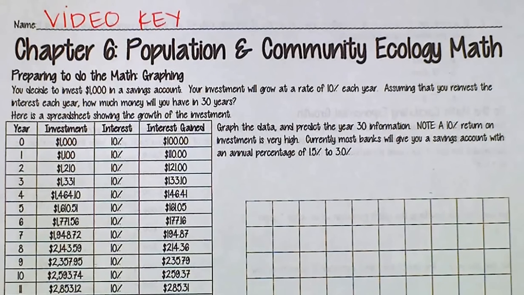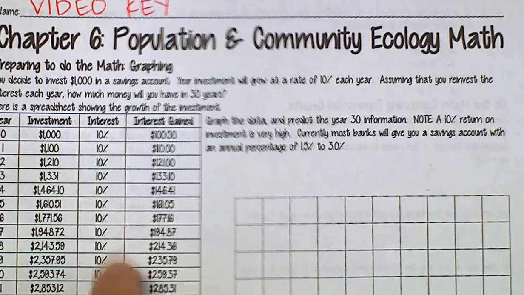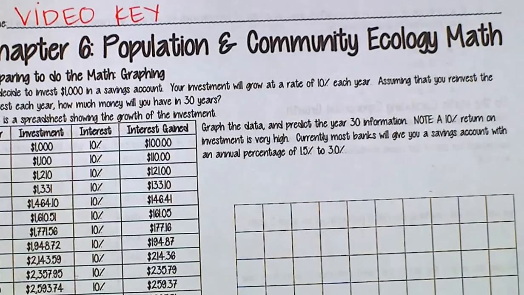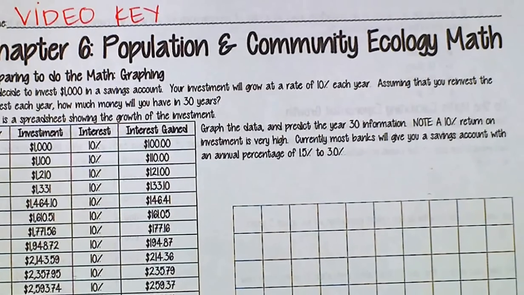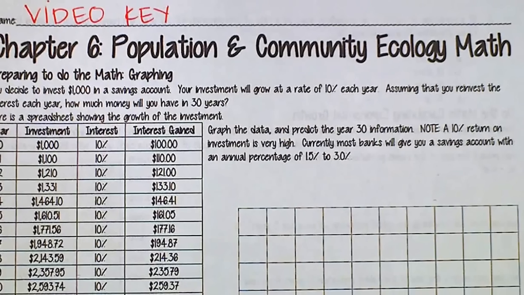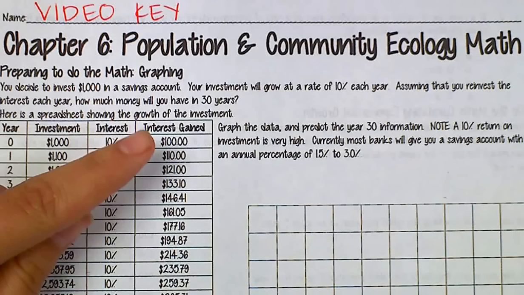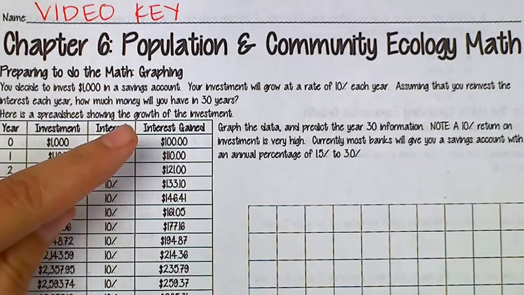All right, so the spreadsheet over here is going to give us all of the numbers that we're going to need to do this graph. It says here is a spreadsheet showing the growth of the investment. So we go from year 0 to year 30. And then it says graph the data and predict the year 30 information. And then it has a little note.